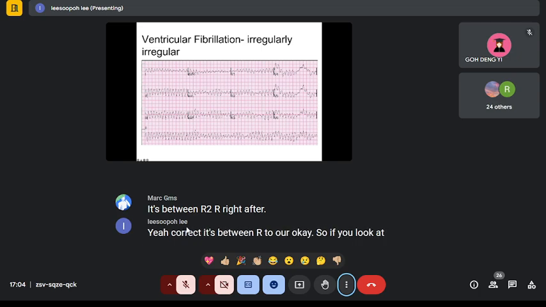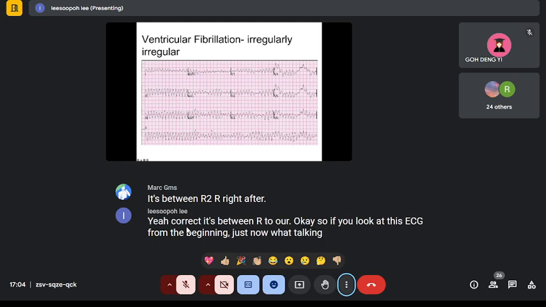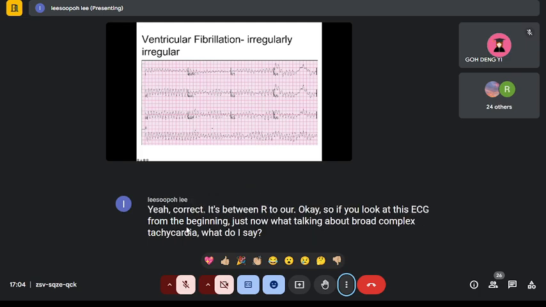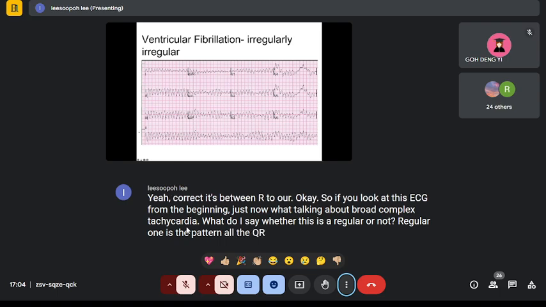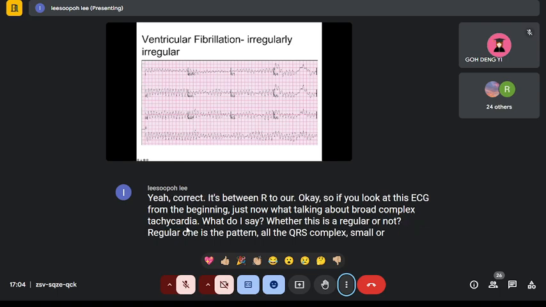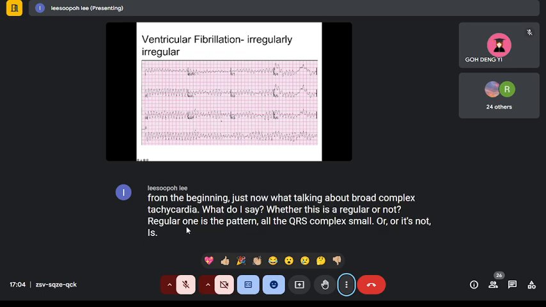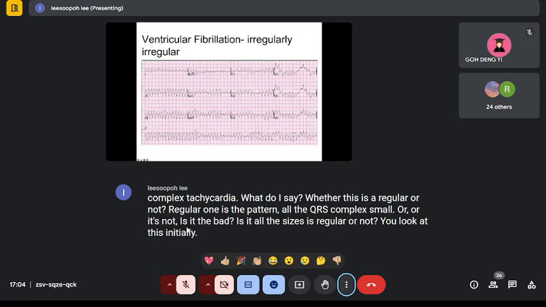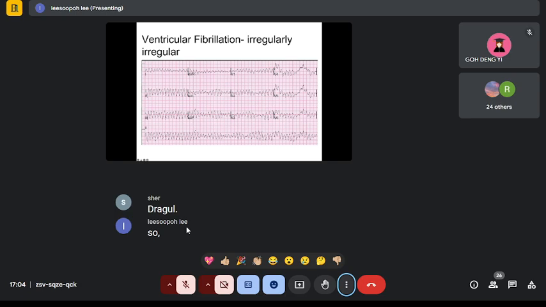Okay. So if you look at this ECG from the beginning, just now we're talking about broad complex tachycardia. Whether this is a regular or not regular one. Is the pattern of the QRS complex regular or not? We look at this initially. Not regular. Compared to this one, this is bizarre, right? This is very different, right? How about this one? This segment is very bizarre, right? How about this segment? Is it regular or not if you compare like that?